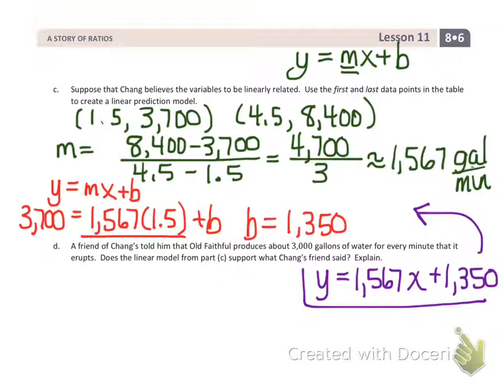Remember, we wanted to predict the amount of water, and that's what this function is going to do for us. Okay, so part D says, a friend of Chang's told him that Old Faithful produces about 3,000 gallons of water for every minute that it erupts. Does the linear model from part C support what Chang's friend said? I want you to think about it for a minute. Pause and then come back and we'll talk about it.